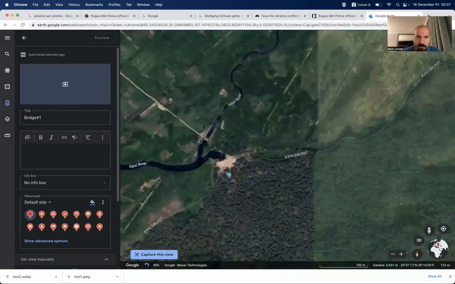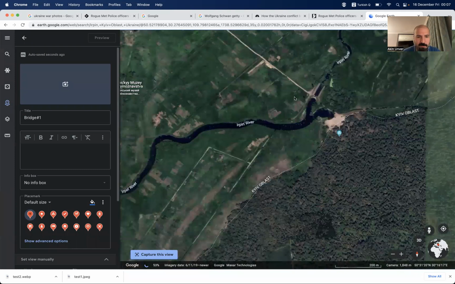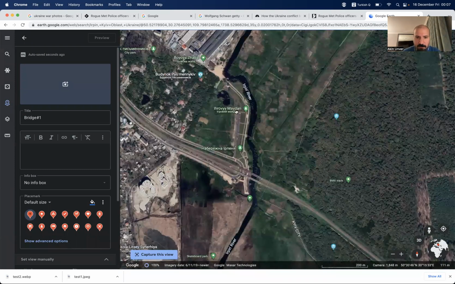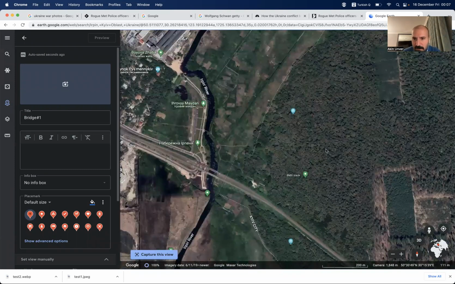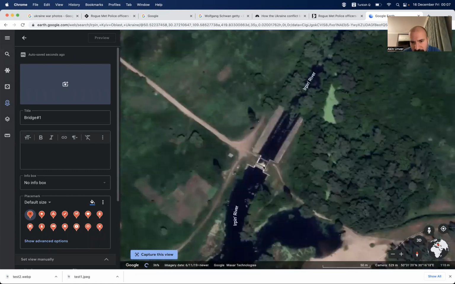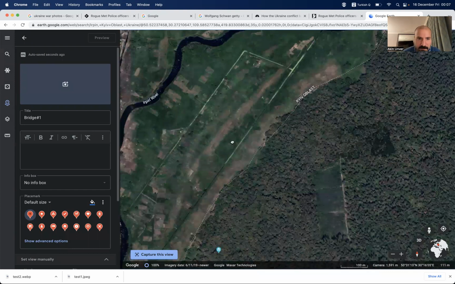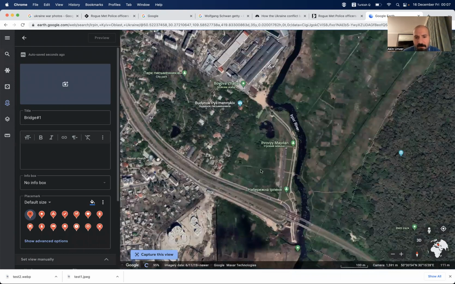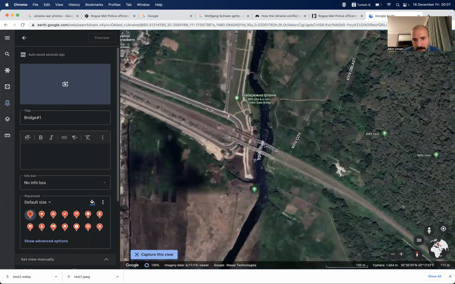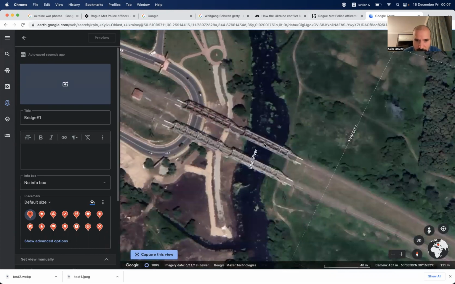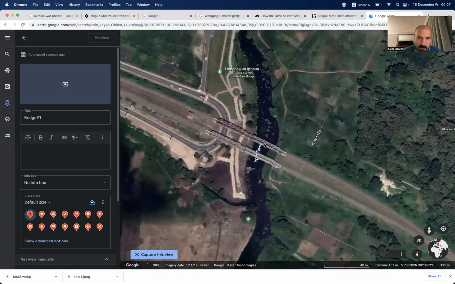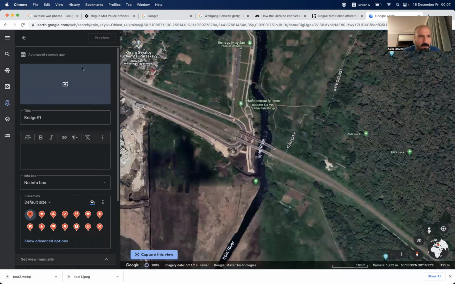Where is our bridge? This is our half bridge. We don't trust that it's a bridge. It looks like a bridge, but it doesn't seem as if it's big enough for cars to go. It's probably a bike bridge or something like that. It's definitely not something that Russia would target. This is a railway bridge, which should be strategic.